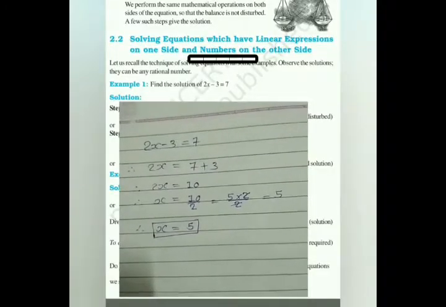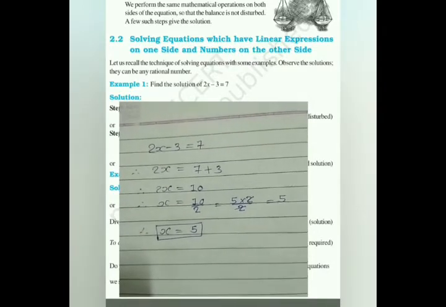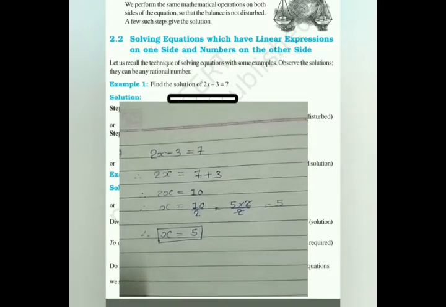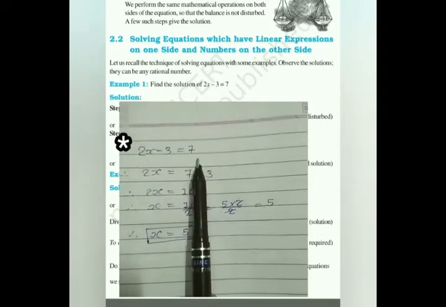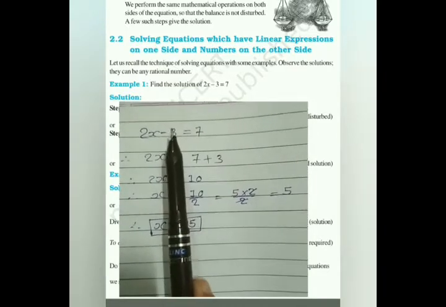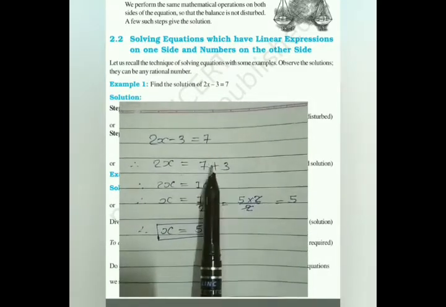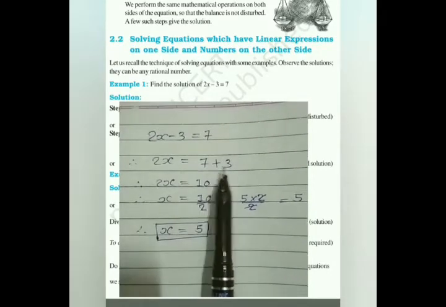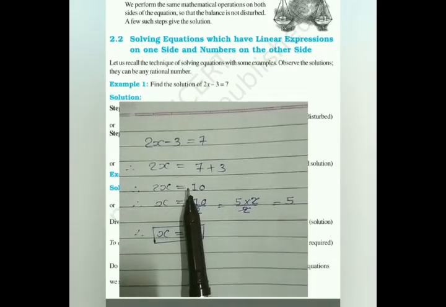Next topic is solving equations which have a linear expression on one side and a number on the other side. First of all, we take our example number 1. Find the solution of 2x minus 3 is equal to 7. Here is the solution. First of all, we transpose 3 to our right hand side. On our left hand side 3 has a negative sign. Whenever we transpose 3 to our right hand side, it becomes positive. So 2x is equal to 7 plus 3. Therefore 2x is equal to 10.